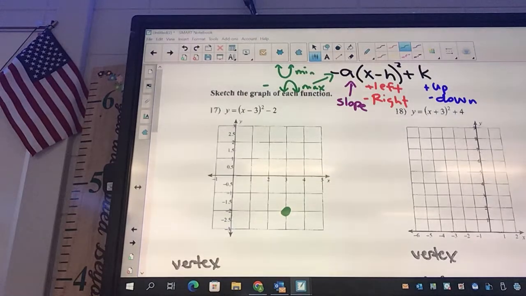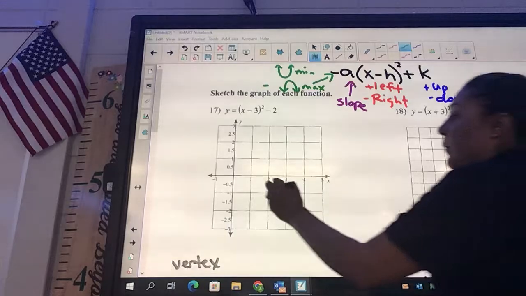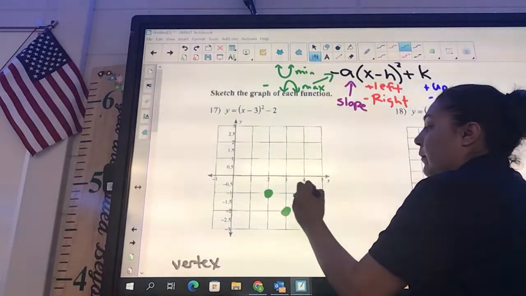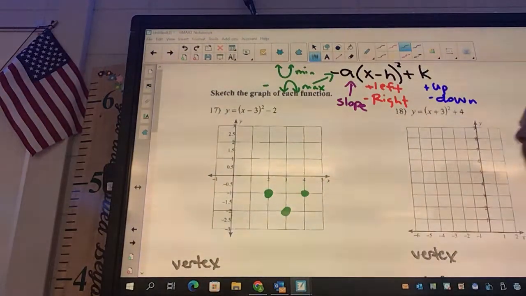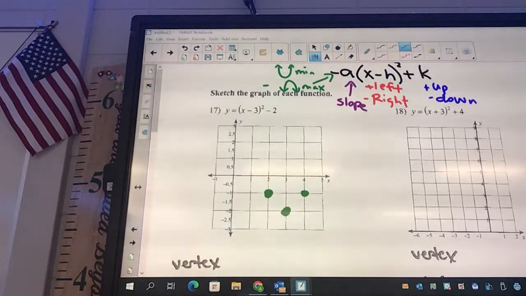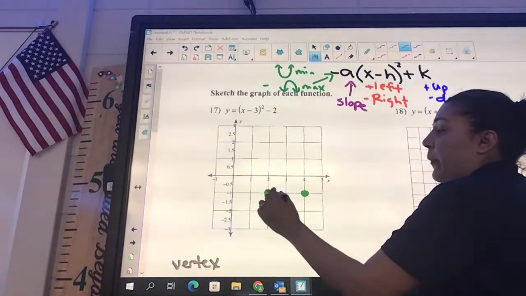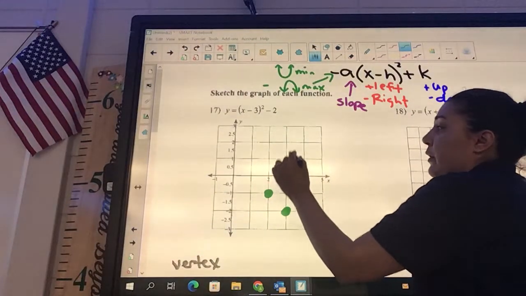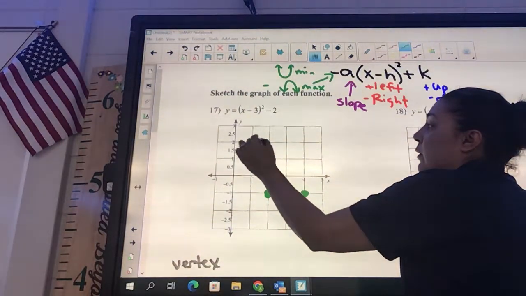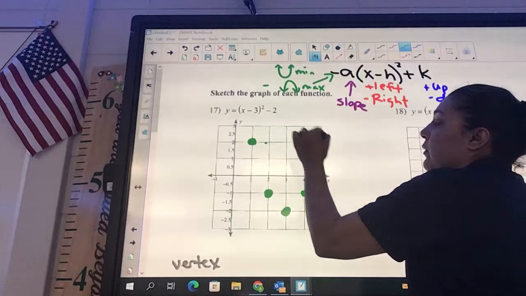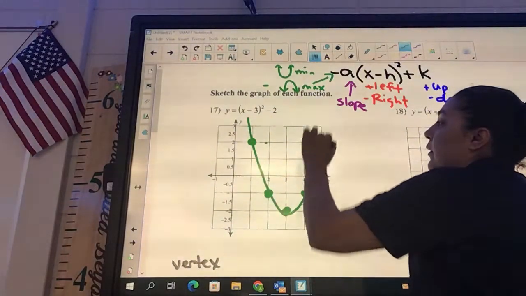Okay, and then how do we find our second set of points? Up 1 over 1. Okay, what about our third set of points? Up 4 over 2 from the vertex. Don't do it from this one. So 1, 2, 3, 4 over 2. Sorry, because I made an extra dot, so just ignore that little bitty guy.